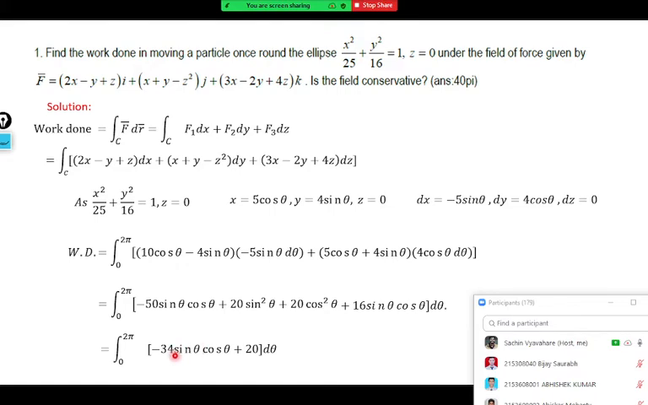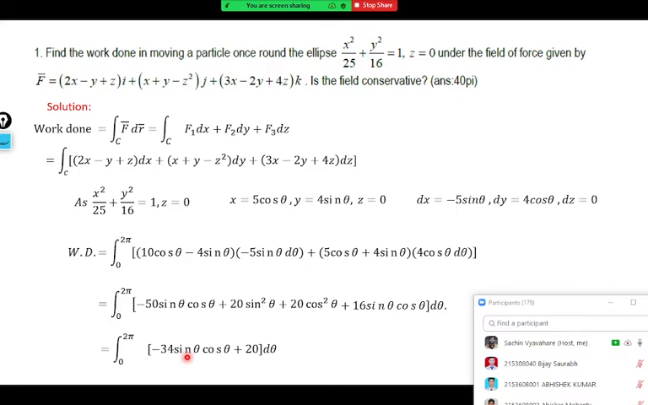Now the only thing left is this integration. Can anyone guess what should be the integration of this first term over the range 0 to 2 pi? We'll write this as minus 17 sin 2 theta, and then its integration. You can also do it by substitution, taking sin theta as t. Both ways are correct: Vijay says substitution, Rushil says the sin 2 theta formula.